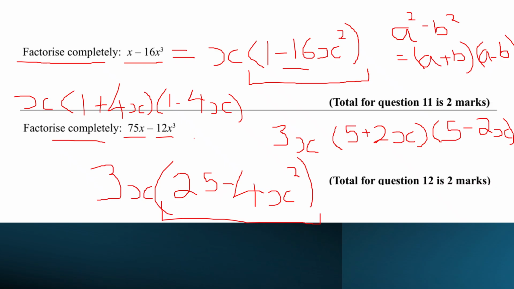So remember that from GCSE maths: a squared minus b squared, or x squared minus y squared, is x plus y times x minus y. It can also be written in the form b squared minus a squared, and that also works, so b plus a times b minus a.